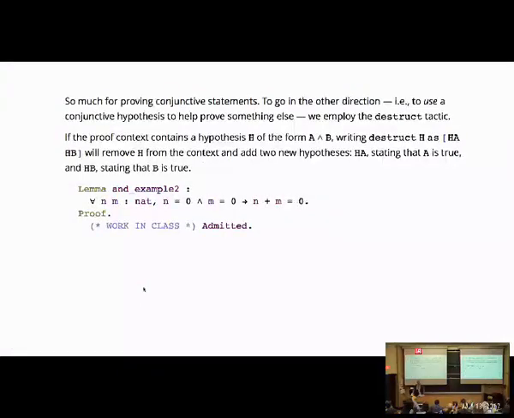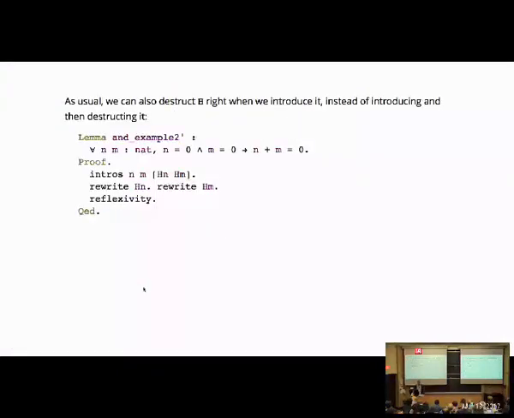All right. Now, this slide says as usual, but I haven't actually told you yet. Just as a convenience, we can do an intros and a destruct at the same time. And the syntax for that is, instead of writing intros n m H and then destruct H, we would write destruct H as, and then give some pattern. We can just give the pattern in place of H.